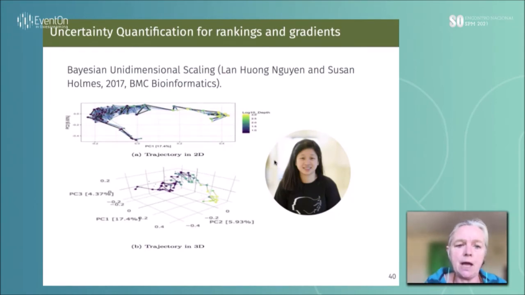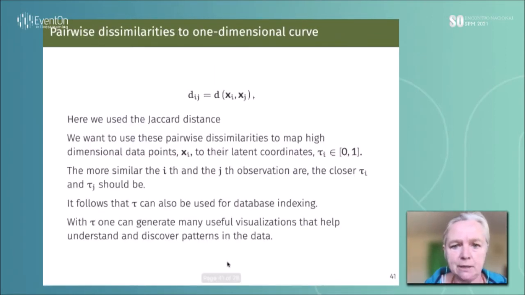And the idea is to use a prior distribution. We call it Bayesian unidimensional scaling. It's not multidimensional scaling because we're really scaling along a trajectory. And this is the 3D representation of that same trajectory that I showed. So we start off with pairwise dissimilarities, and then we're going to go to this one-dimensional curve.